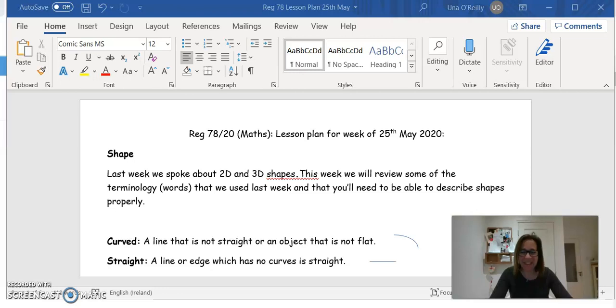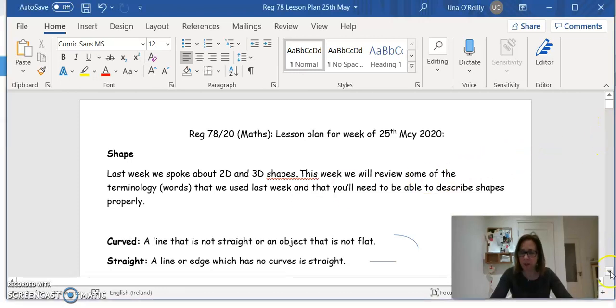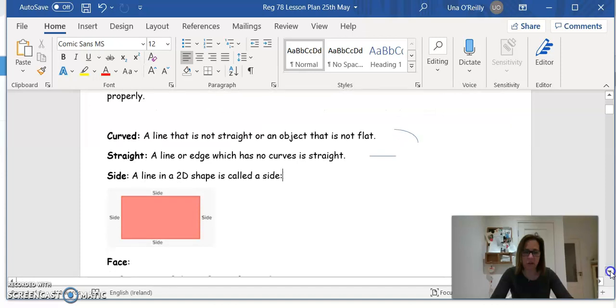This is the lesson plan for this week, continuing on from the shapes one that we started last week. Last week we spoke about 2D and 3D shapes, and this week we're going to review some of the terminology, or the words that we use to describe shapes. Okay, just give you a couple of definitions here that you have in your notes.